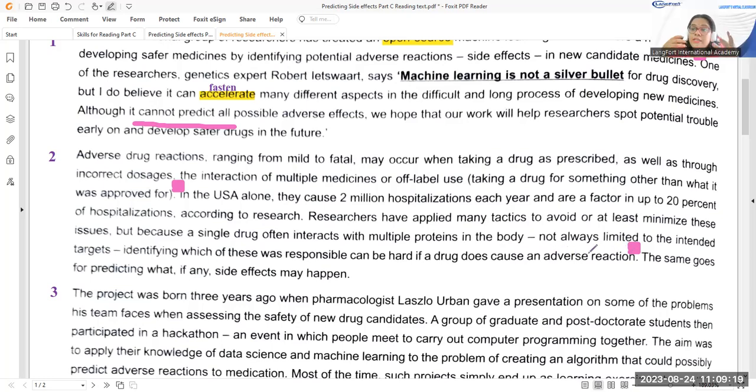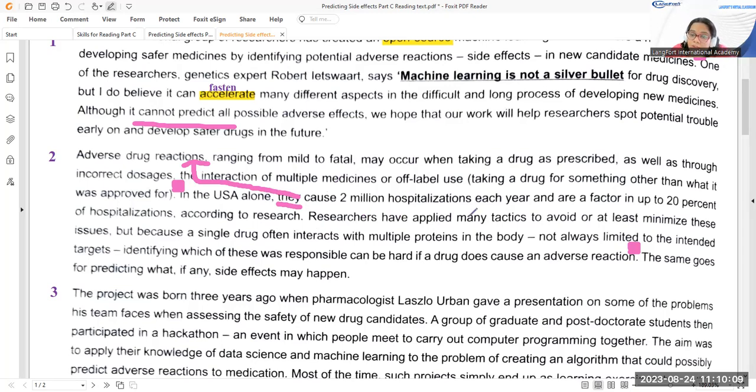I need your full attention here. So the writer talks about adverse reactions, and in whatever scenarios it can happen, whether you take it as prescribed, don't take it as prescribed, take too many medications at the same time, or use a medication for another use than what it was intended for, in all these scenarios you can get adverse drug reactions. In the US itself, adverse drug reactions lead to 2 million hospitalizations every year and are a factor in up to 20% of hospitalizations according to the research. So 2 million cases, or 20% of hospitalization cases, are due to negative drug reactions, which can happen due to all these reasons.